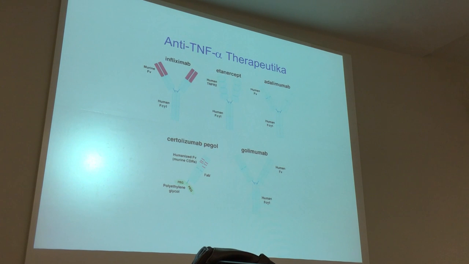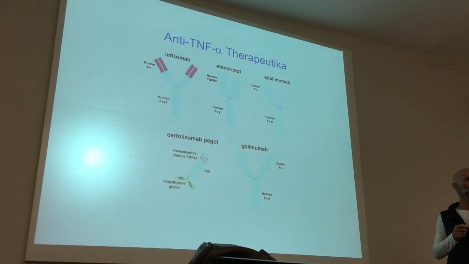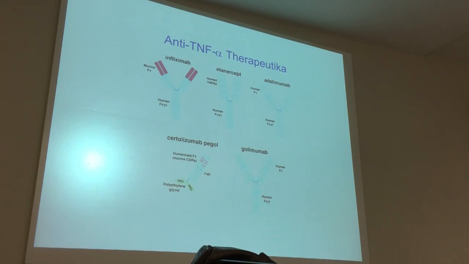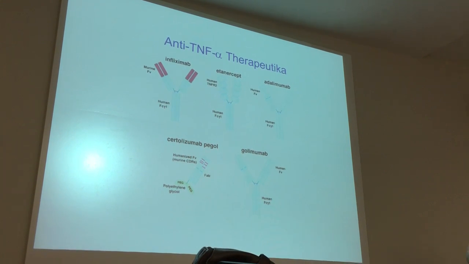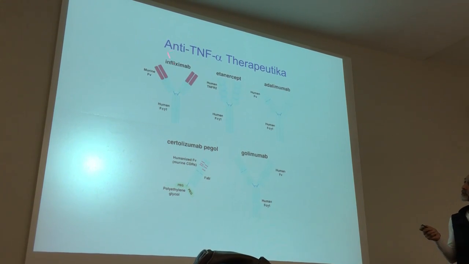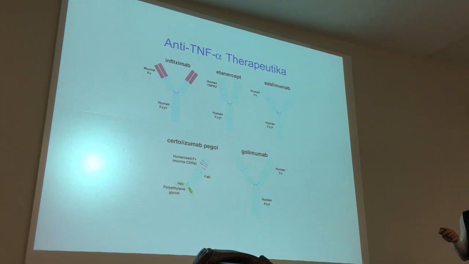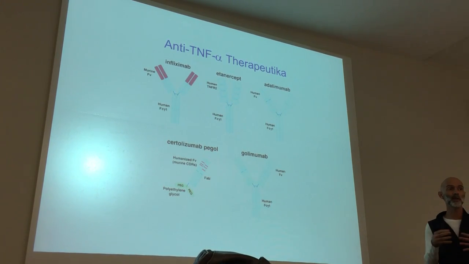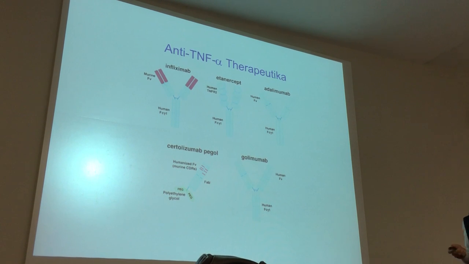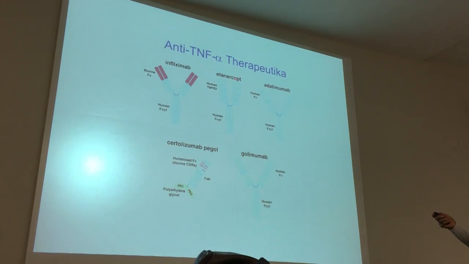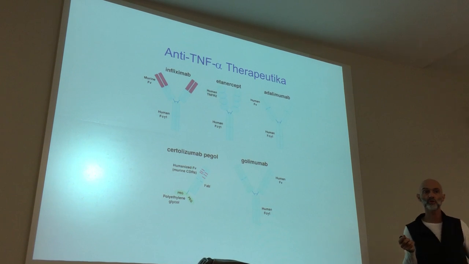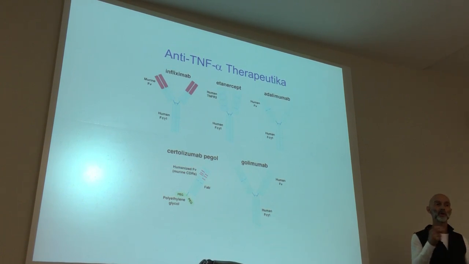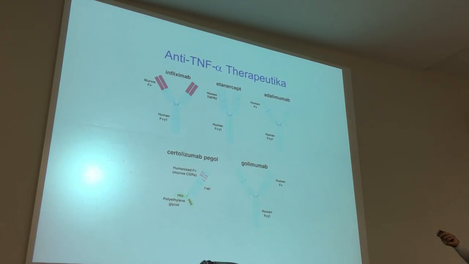Do you see this slide over there? Sorry, these are these five initial TNF blocking agents. So this was the first one, infliximab. The red stuff is still mouse. So we have a chimeric antibody, partially mouse, partially human. Etanercept was the second one. This is a receptor construct. So it blocks soluble and membrane-bound TNF-alpha.